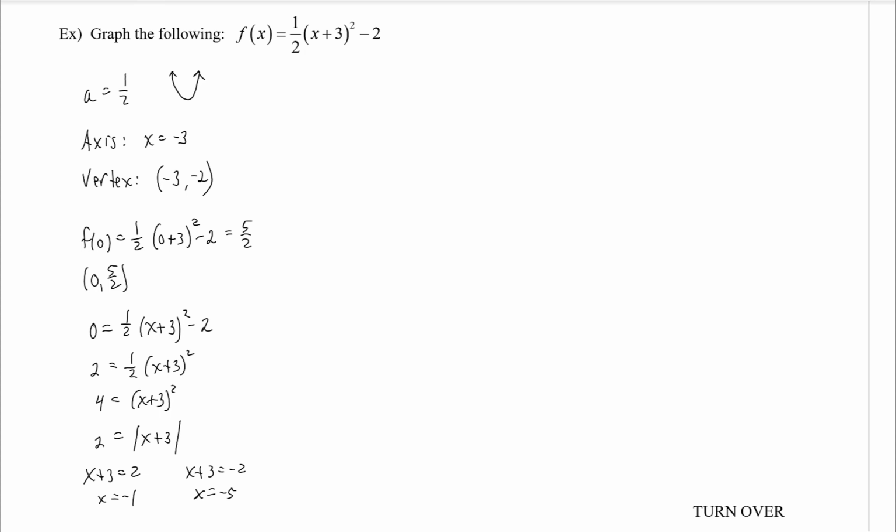So our vertex was in quadrant 3 opening up. So we definitely hit the x-axis. And we're going to hit it at -1 and -5. So we're going to hit it at (-1, 0) and (-5, 0). So again, we've got lots to graph it with here. So let's go ahead and draw a coordinate plane, get this thing graphed real quick.